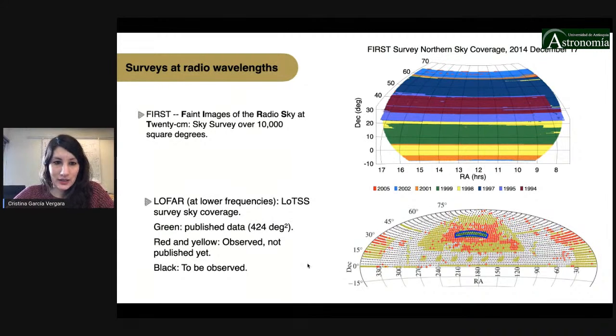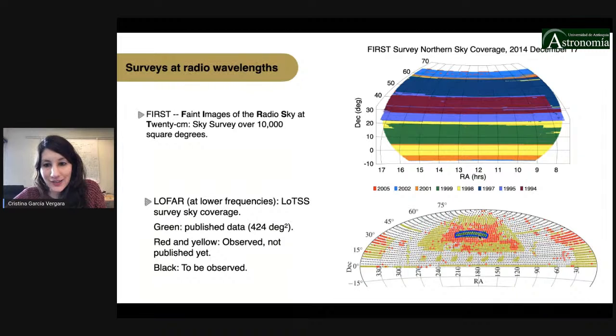This is observing at lower frequencies than other surveys and than FIRST surveys, for example. And here I'm showing the sky coverage of LOFAR. Then in the future, we will be covering all the northern hemisphere. Then we are really covering very large areas in the sky. This will provide a lot of very nice data and an unprecedented catalog of sources in the radio sky.